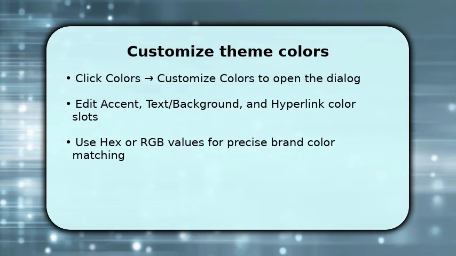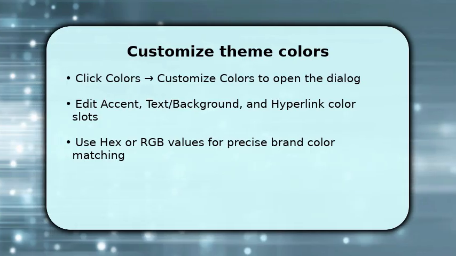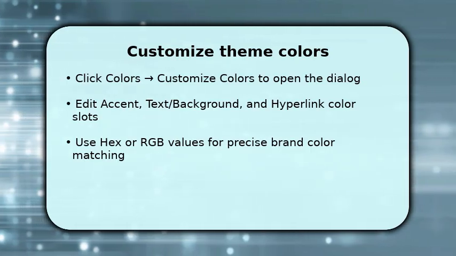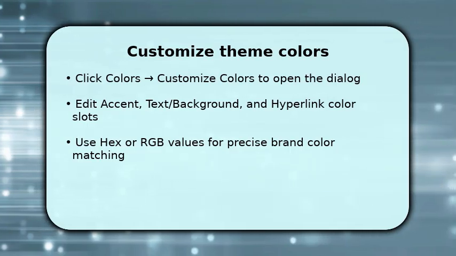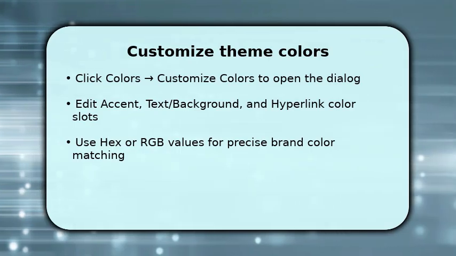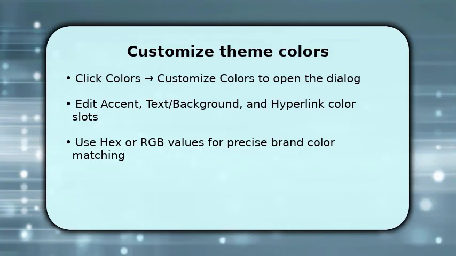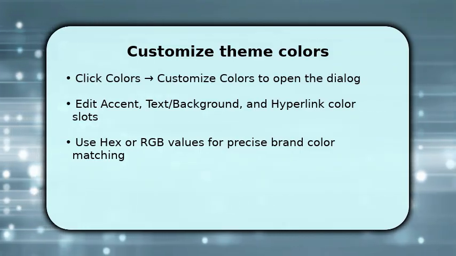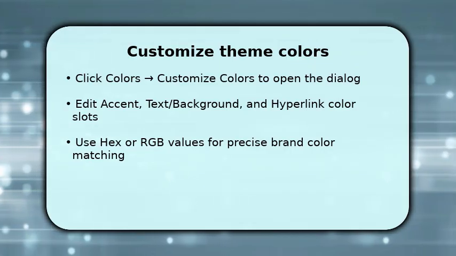The dialog lists text/background, accent 1/6, and hyperlink entries. Change any slot by selecting the color swatch and inputting a hex or RGB value for exact matches. This keeps charts and cell formats consistent. Once done, give the custom theme a clear name so you can reuse it. Because themes cascade, check a sample sheet to verify contrast and readability before saving the theme.